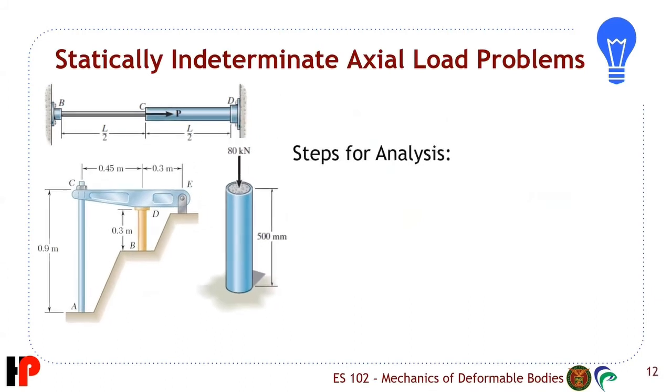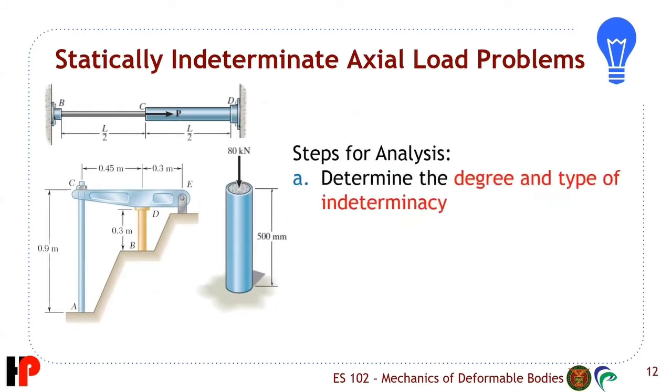So the steps for analyzing is number one, determine the degree and the type of indeterminacy. The degree of indeterminacy tells you how many compatibility equations you need. Kung first degree indeterminate lang, edi one compatibility equation lang kailangan mo. Second degree indeterminate, edi two compatibility equations. Paano nalalaman yung degree? Number of unknowns minus equilibrium equations.